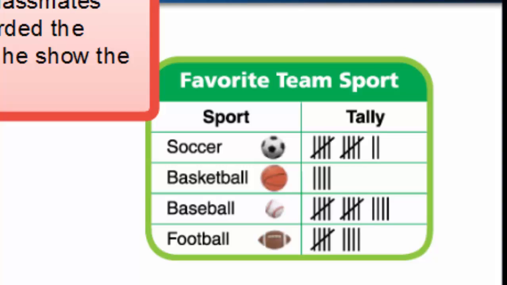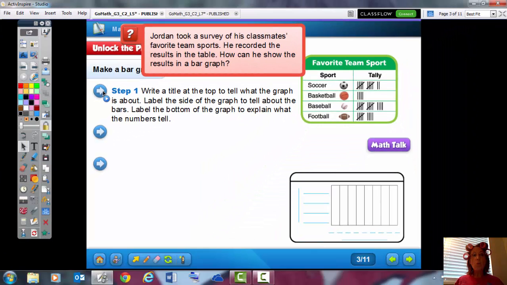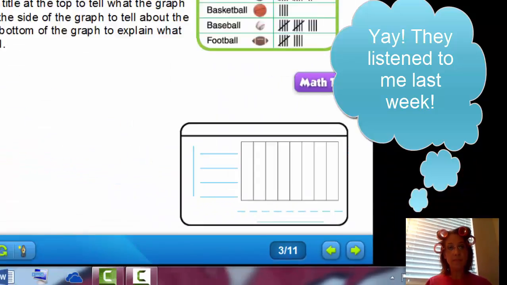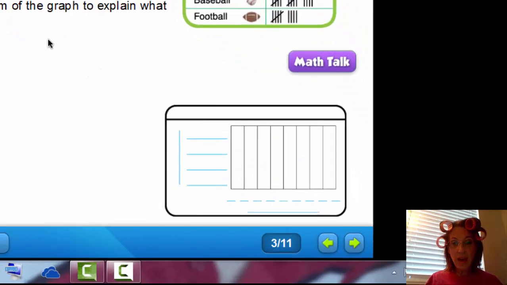Let's look at our first step. How do we put this data into a bar graph? Step 1. Write a title at the top to tell what the graph is about. Have we heard that before? Yes! Always put a title at the top of any graph or table that you are making. Label the side of the graph to tell about the bars. Then we're going to label the bottom of the graph to explain what the numbers tell. So let's take a look at that.